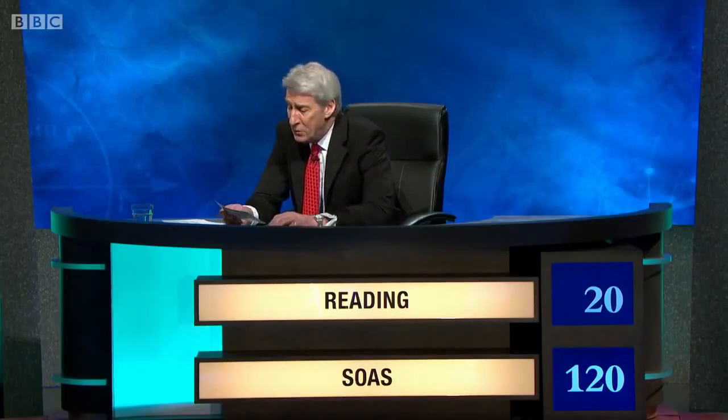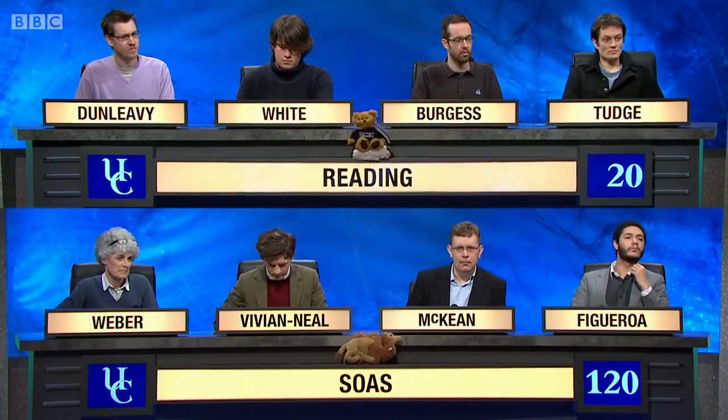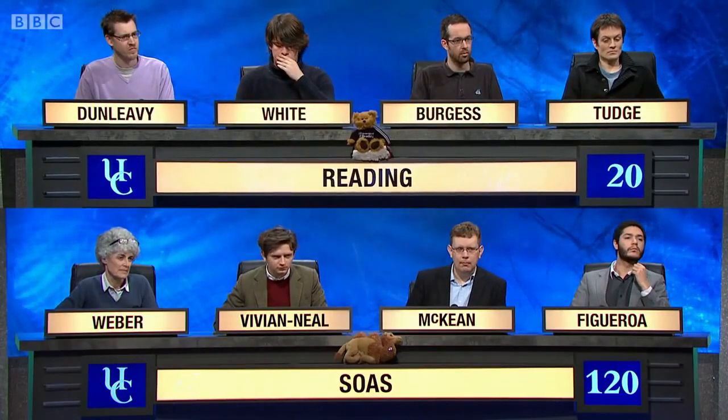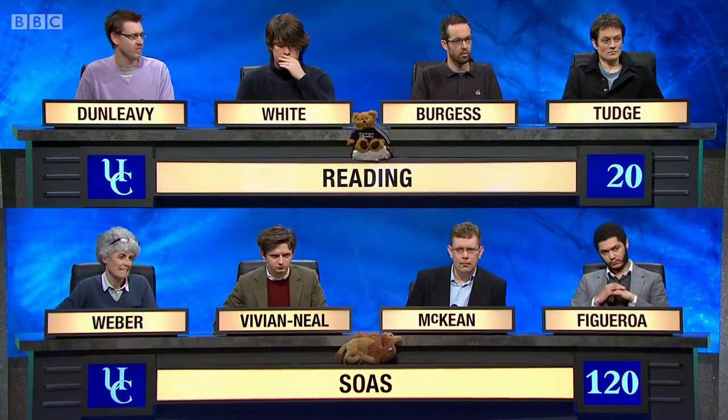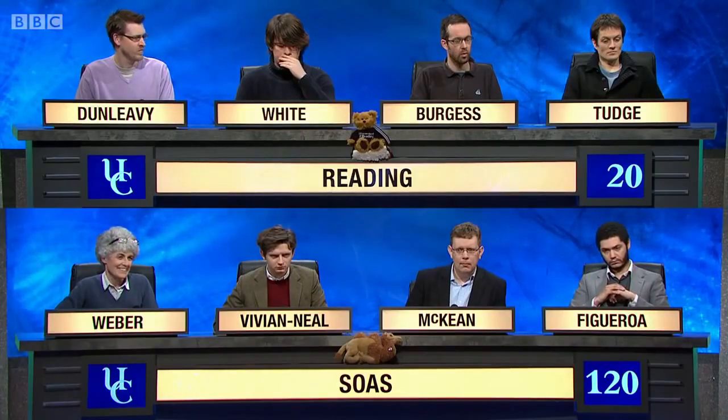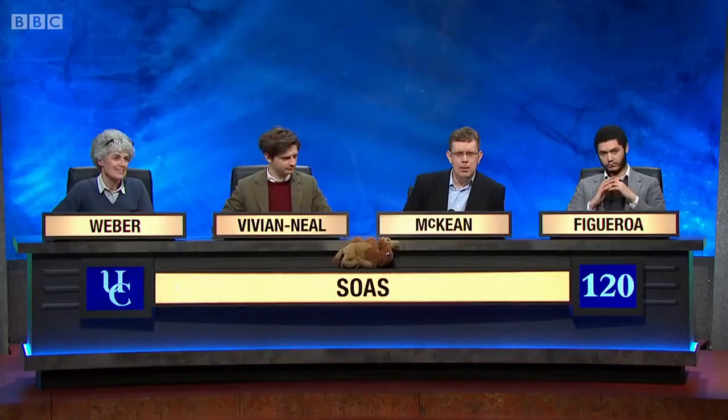Answer as soon as your name is called. A segment of wire has resistance R. If its cross-sectional area is doubled, what is the new value of the wire's resistance? Reading, Burgess. Is it R by 4? R divided by 4? Nope. One of you buzzed, SOAS? SOAS, Weber. No, it's a half R, R over 2.